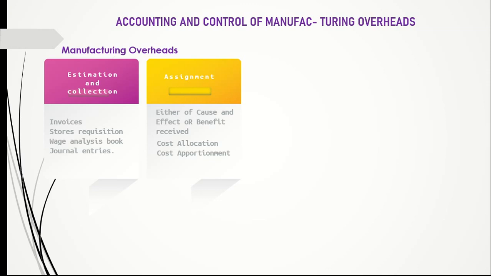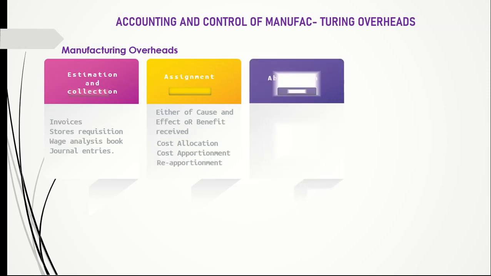Reapportionment. Up to the last stage all overheads are allocated and apportioned to all the departments, both production and service departments. 3. Absorption. This process of recovering overheads of a department or any other cost center from its output is called recovery or absorption. Absorption of manufacturing overheads shall be as follows. 1. Variable manufacturing overheads shall be absorbed on the basis of actual production. 2. Fixed manufacturing overheads shall be absorbed on the basis of normal capacity.